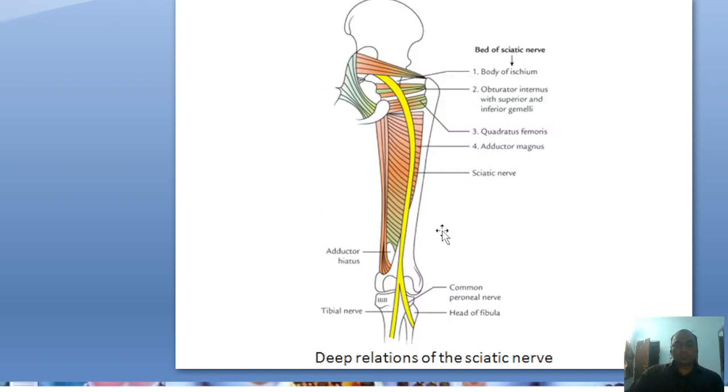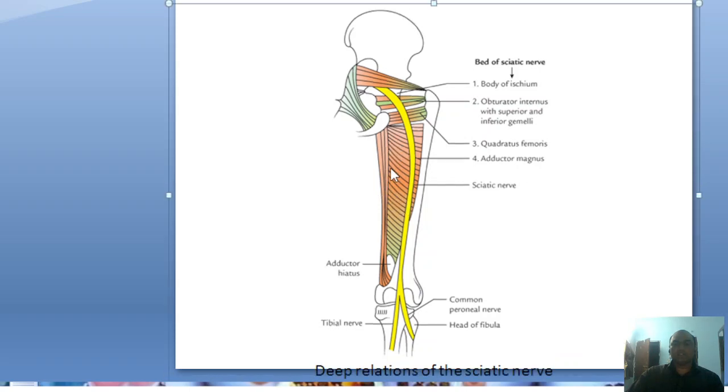This diagram shows the deep relation of the sciatic nerve. This is the sciatic nerve in the gluteal region, with obturator internus with two gemelli, quadratus femoris and obturator externus deep to it. At the thigh, the deep relation of the sciatic nerve is the adductor magnus muscle. So this is the deep relation of the sciatic nerve.